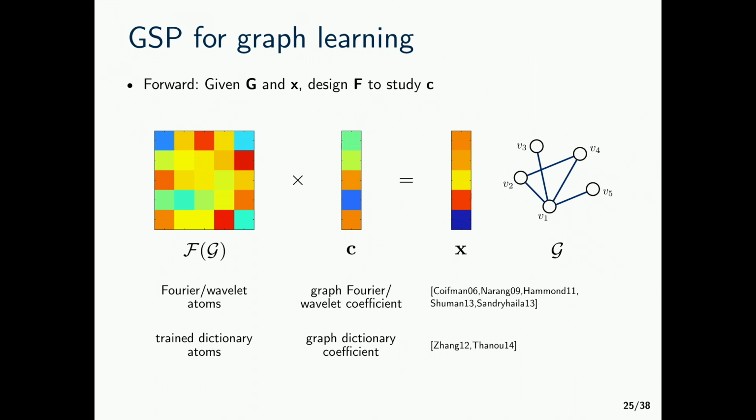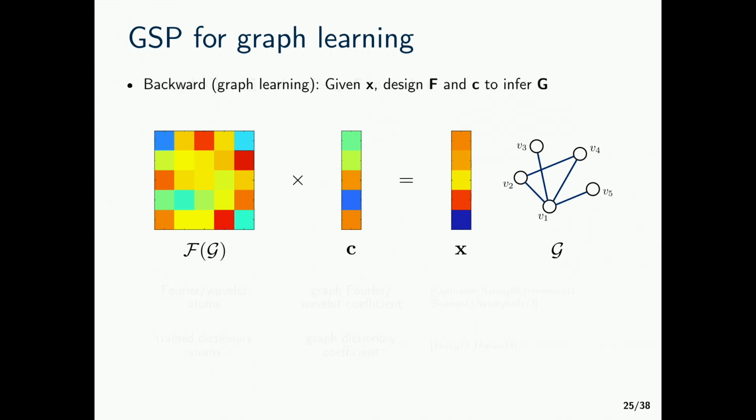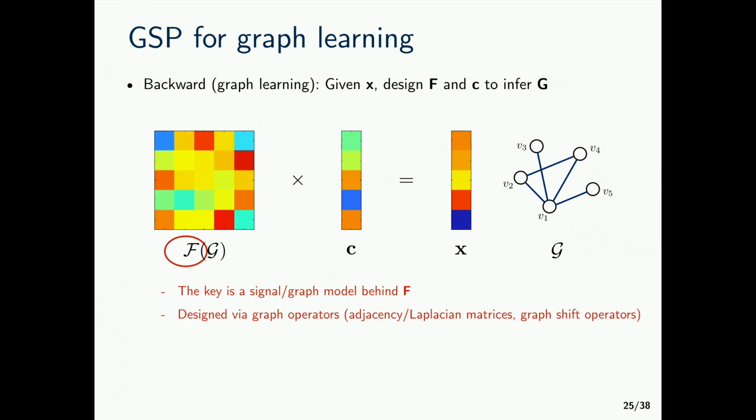We can do that using a graph Fourier transform or wavelet transform in a purely mathematical way, or we can train overcomplete representations, which we call dictionaries, to achieve the same objective. The backward step is, if we are given x, we would like to design a particular model F, and together with the assumption on this parameter c, we can infer the graph G. This is the idea behind all these GSP-based approaches. Obviously, the key is, again, the model that we choose, which is usually based on a function of graph matrices, so the adjacency matrix or Laplacian matrices. And not only F, you will also see that the assumptions on this coefficient c will determine the signal characteristics. I will try to give you a few examples.